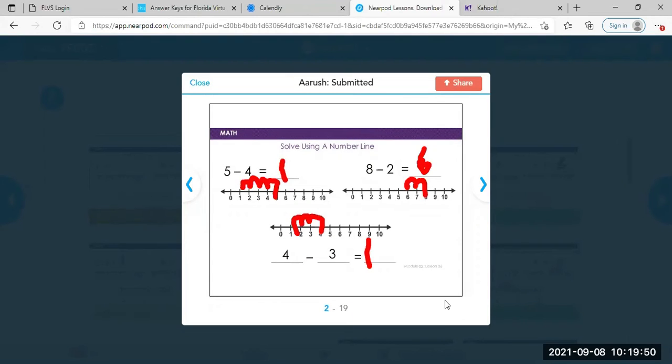Let's look at Arush. Very nice. Now, let's look at this one right up here. It says start on 8 and jump backwards 2. Remember that bunny rabbit? If we're taking away, the numbers are going to get smaller. So we're going to go backwards. We're not adding up. We're subtracting down. And I love it. He went backwards 2 and landed on 6.